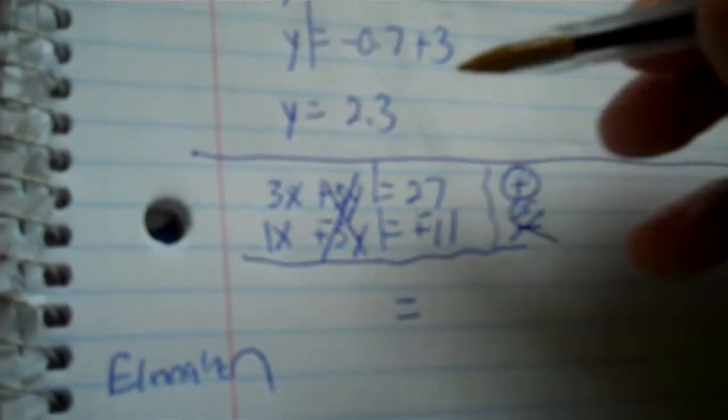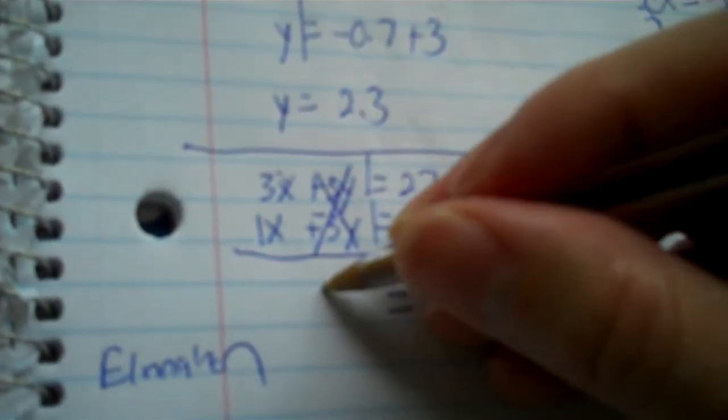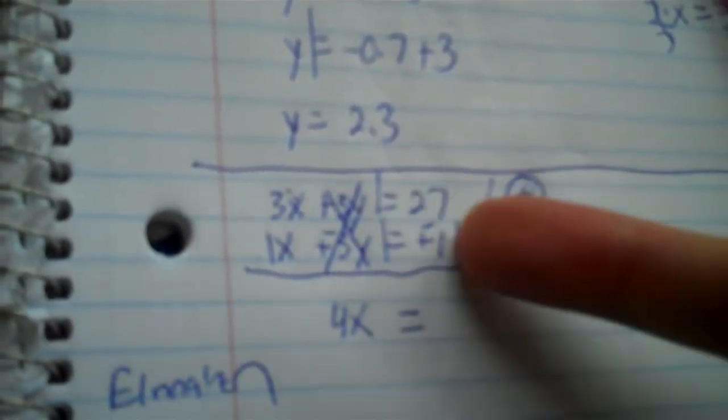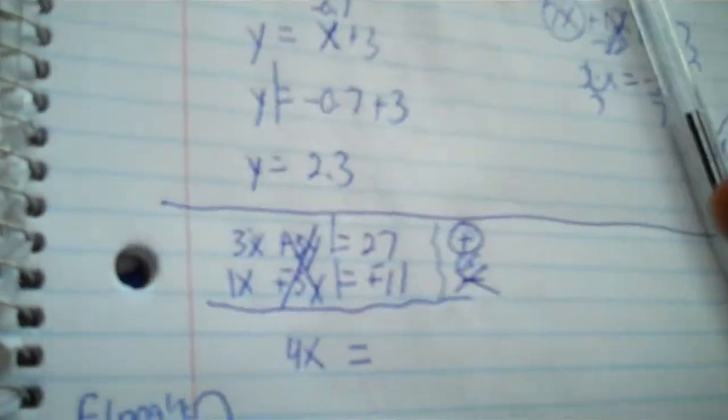Now line up your equals, and then you add. 3 plus 1 is 4x on that side. Then on the other side, with my numbers without the variables, I take 27 plus negative 11, which is 16.